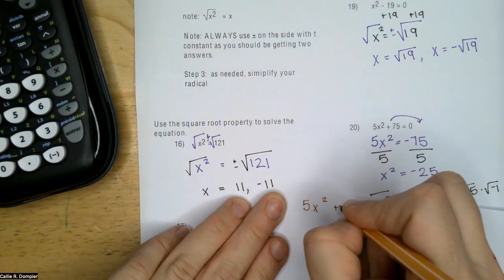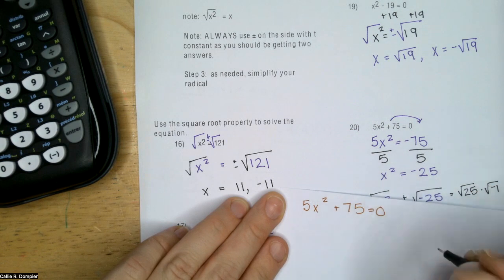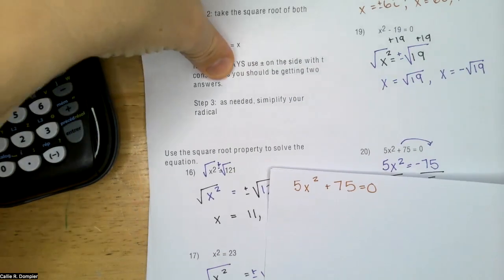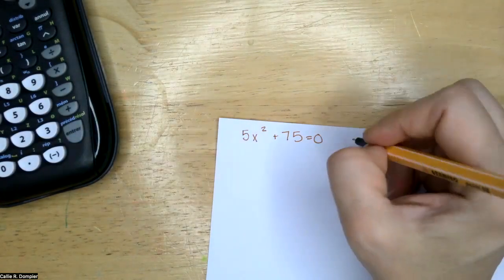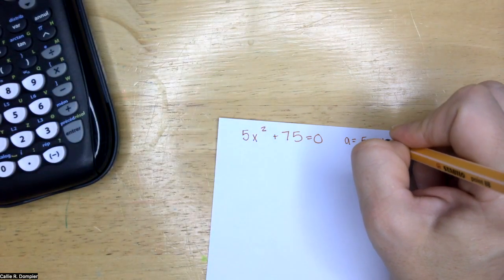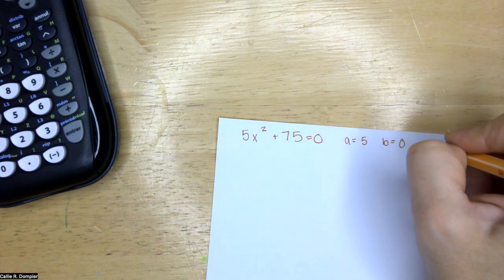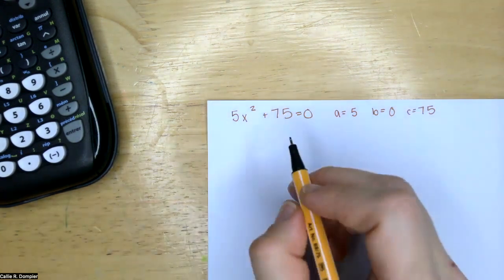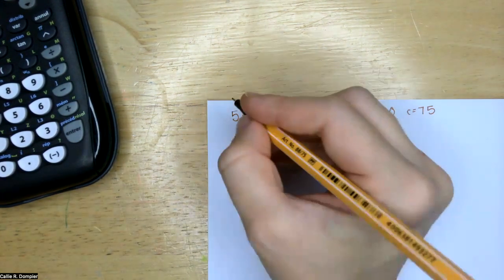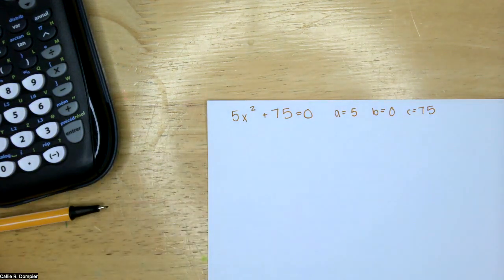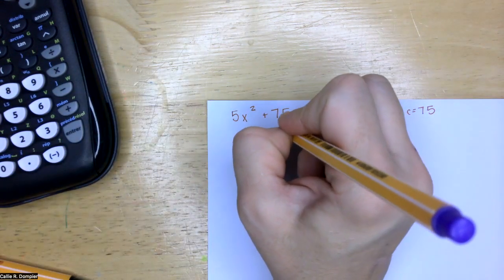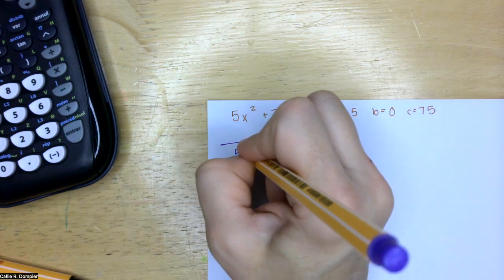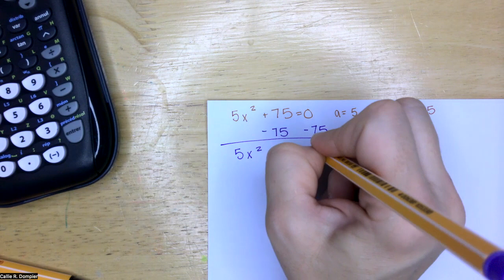5x squared plus 75 is 0. We want to use the square root method. You do not need to use the square root method. You could also just say that A is 5, B is 0, C is 75, and use the quadratic formula. That will totally work. But if we, in fact, want to use the square root method just to practice, what we need to do is move that 75. 5x squared equals negative 75.